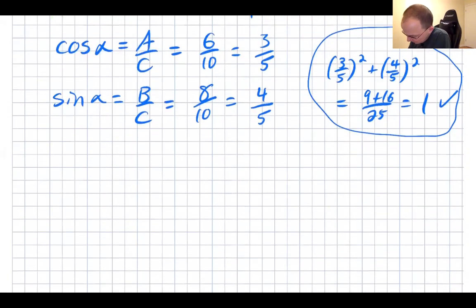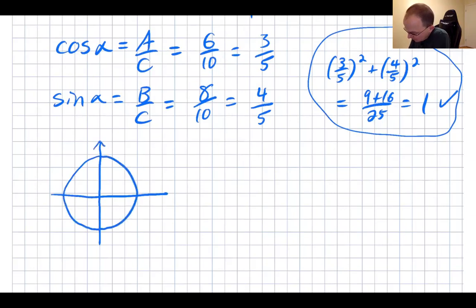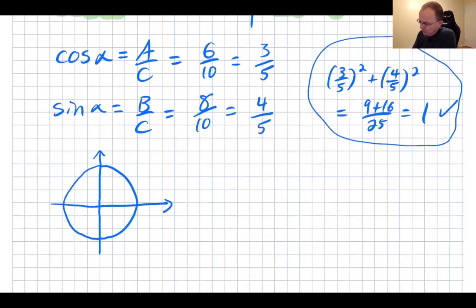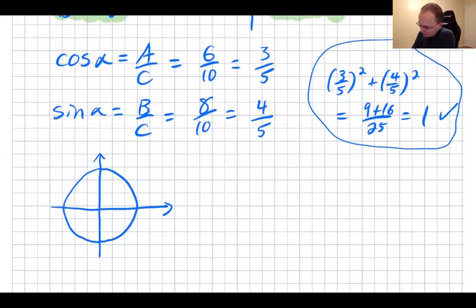Okay, so where does that place us in the unit circle? Okay, so here's our unit circle. So 3 over 5 and 4 over 5, that'll put it somewhere in this first quadrant here. So we're going to be somewhere in here. This will be our alpha, and this will be like 3 over 5 and 4 over 5.